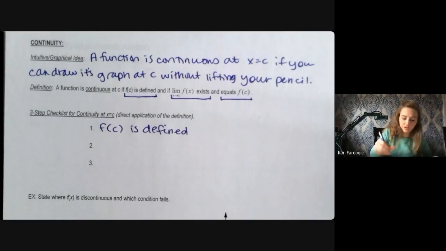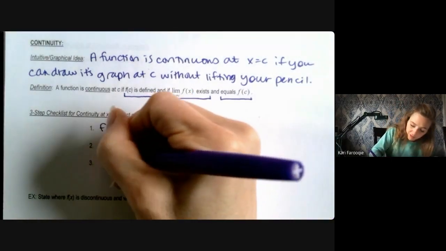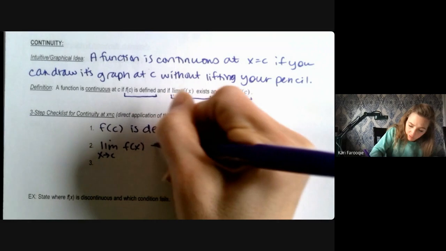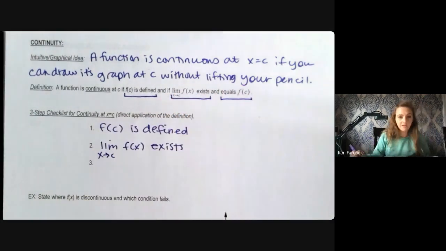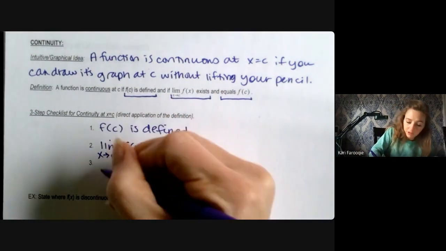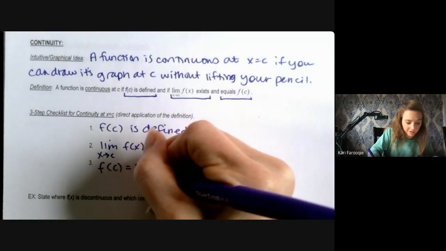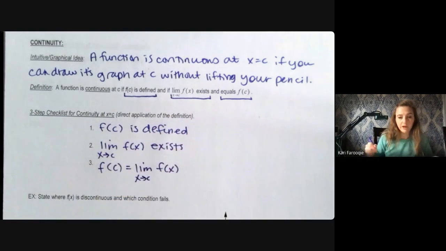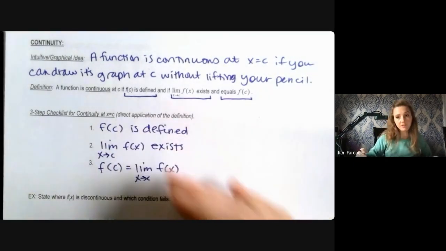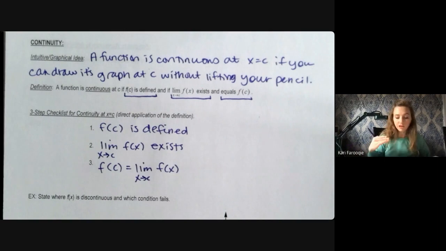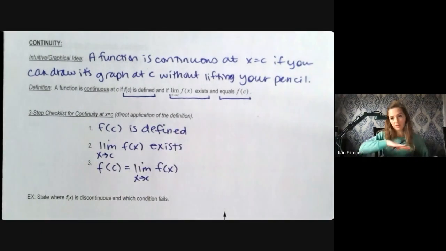The next one is that the limit as x approaches C of f of x exists. And then the third one is that f of C, the function value, is equal to the limit as x approaches C of f of x. So officially, in order for any function to be continuous at a point C, all 3 of these need to be met. If you can just find one of these conditions that isn't met, you can say, all right, this function's not continuous. Moving on.